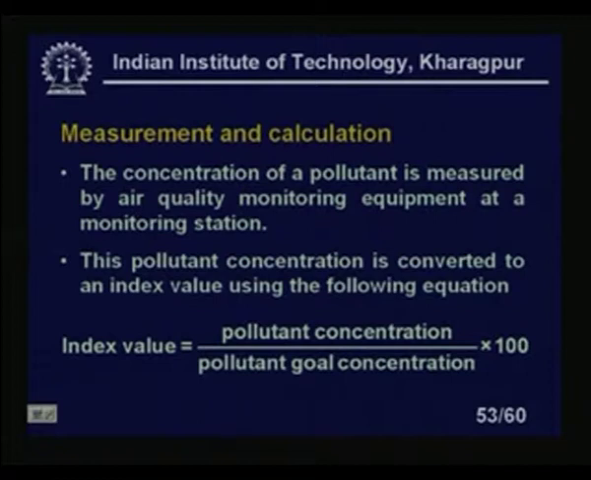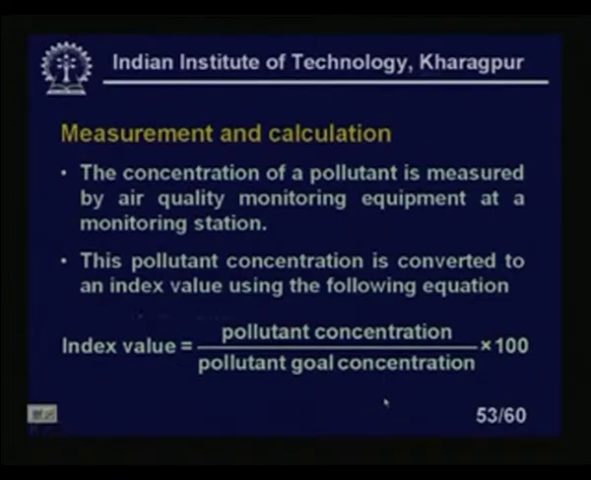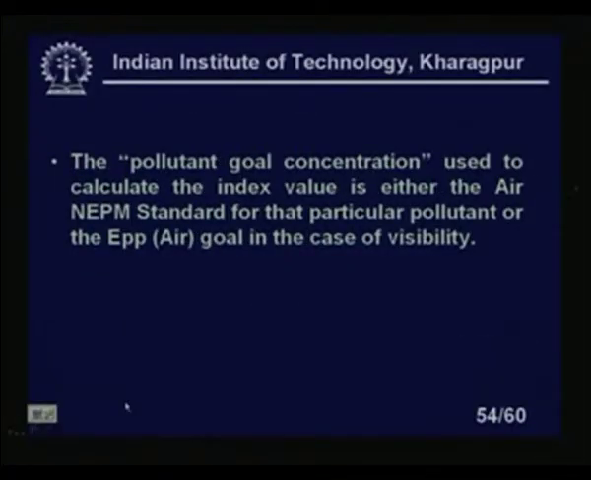This pollutant concentration is converted to an index value using the following equation. Index value equals pollutant concentration divided by pollutant goal concentration, multiplied by 100. What is our goal, that is, the actually desired value of the concentration, and what is the actual concentration now? That gives you the index value, a quantitative measure for the quality of air people are breathing. The pollutant goal concentration used to calculate the index value is either the AAQ NEPM standard for that particular pollutant, or the EPP goal in the case of visibility.